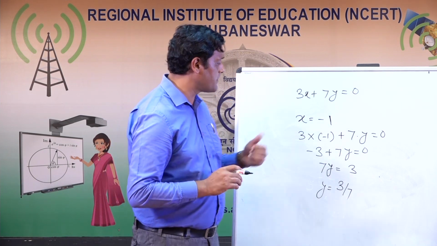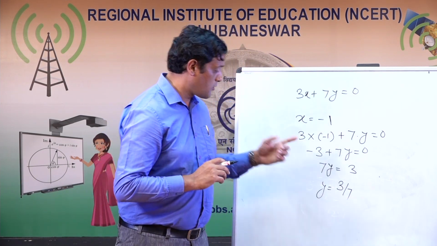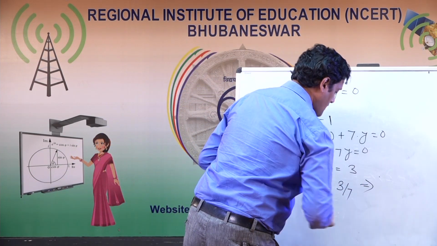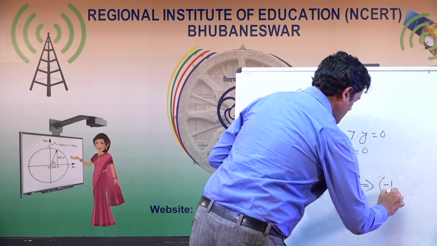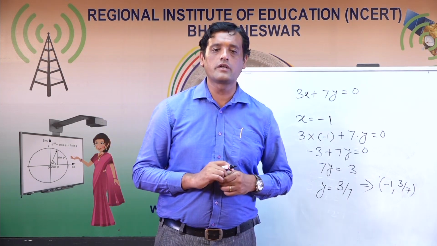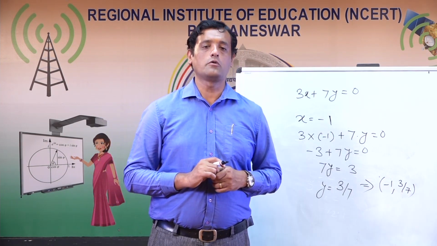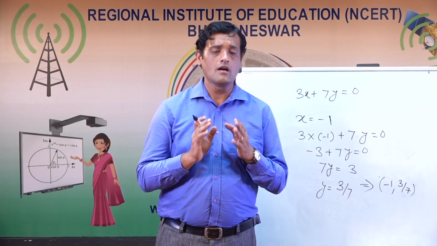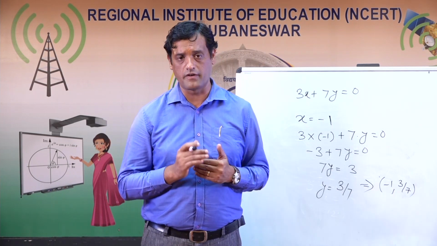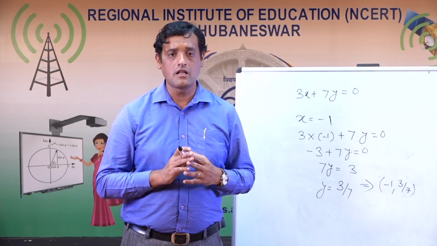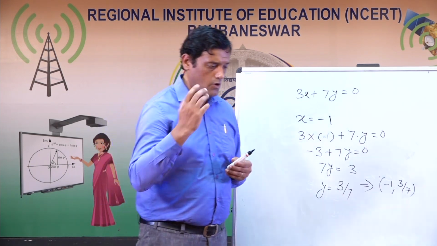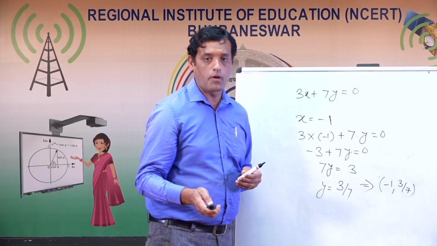So here what we have done is we simply put x equal to -1. So what are we getting? y equal to 3 by 7. So that implies (-1, 3/7) is a solution of our equation 3x plus 7y equal to 0. So I hope you understand the concept of a solution, how to find 2 different solutions, 3 different solutions, 4 different solutions. Part B is the exercise for you. Please try it out at home. So let's go ahead with another problem.